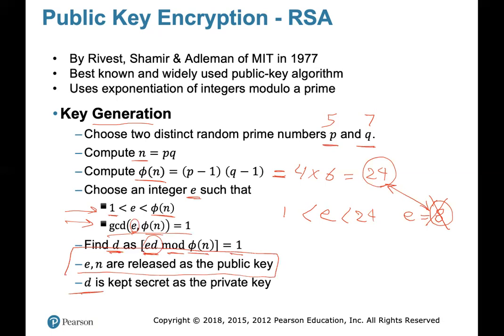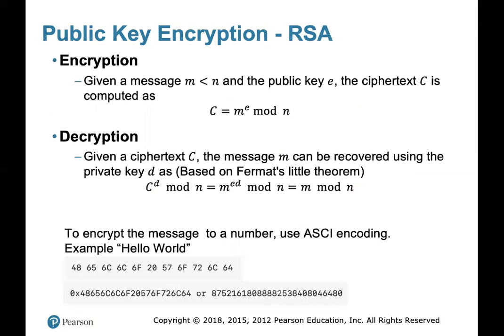Based on this, now let's talk about encryption and decryption. We said E and N are the public key, and D is the private key. So the encryption is very easy. It's just a power computation. Of course, whatever we are talking about here is modulo arithmetic, modulo n. It's not a normal power.